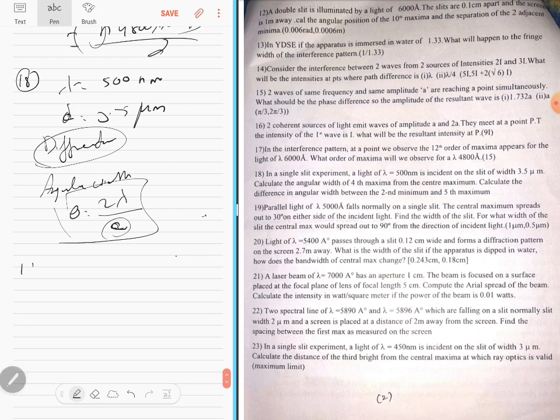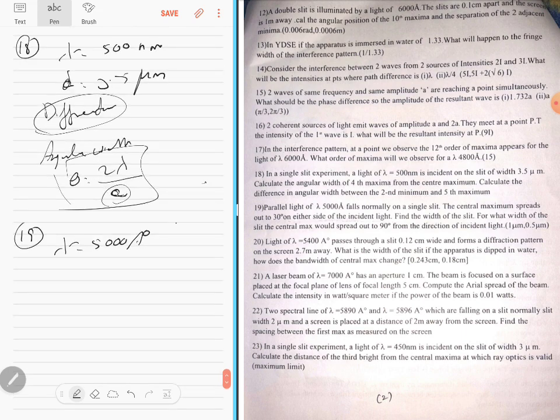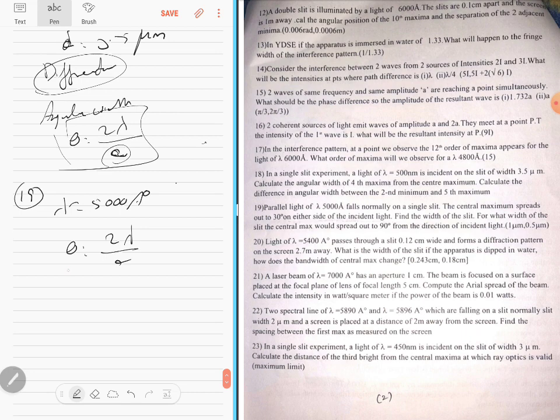Let's go to the 19th question. A parallel light of wavelength 5000 Armstrong falls normally on a single slit. Again, diffraction. The central maxima spreads out to 30 degree. That's okay. You know that theta is equal to 2 into lambda by small a or small d, whatever. And you can write sine 30 is equal to 2 into lambda by a, with which we can find the slit width. A is equal to 2 lambda by sine 30. Just substitute and get the value, that's all.